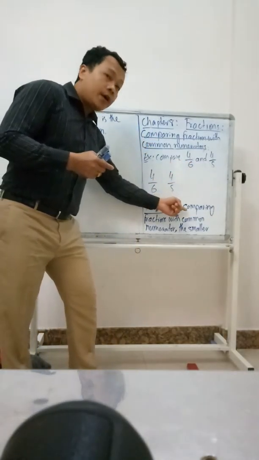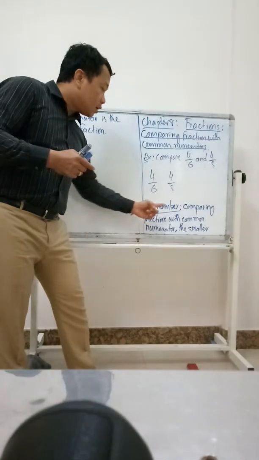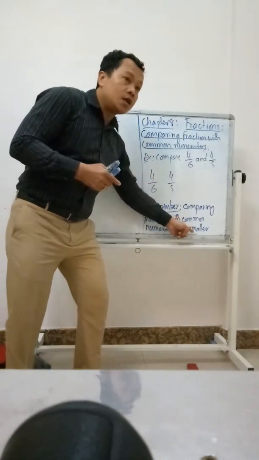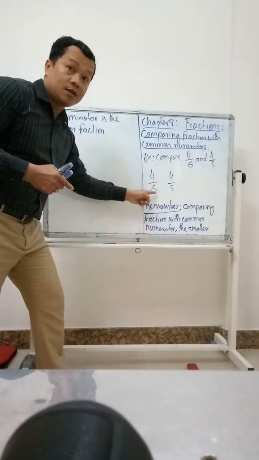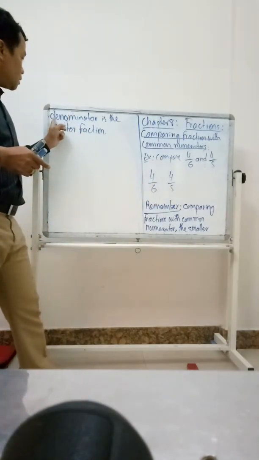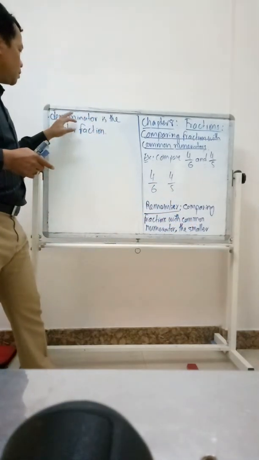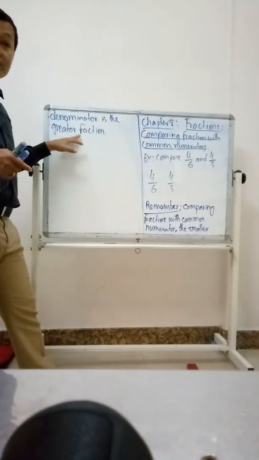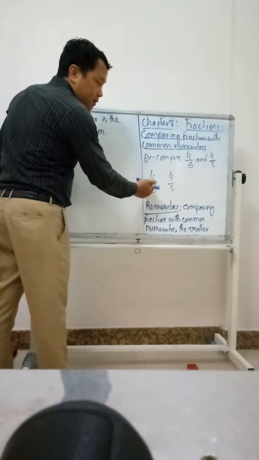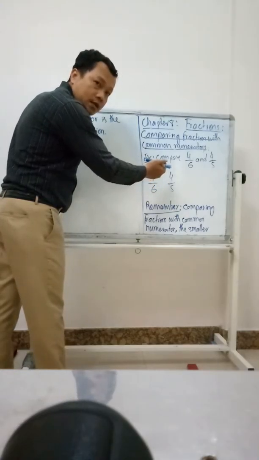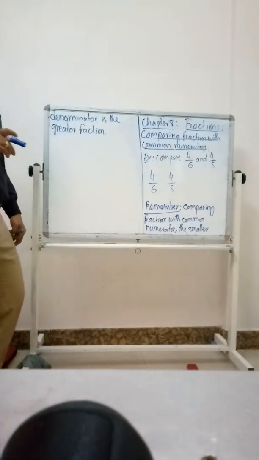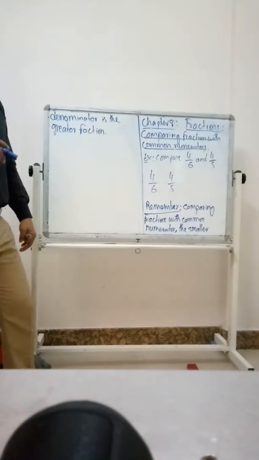It is comparing fractions with common numerator, the smaller denominator. Which one is smaller? 5 is smaller than 6, right? The smaller denominator is the greater fraction. Correct? It means that 4/6 is greater or less than 4/5. Which of these two fractions is greater? Read this again.